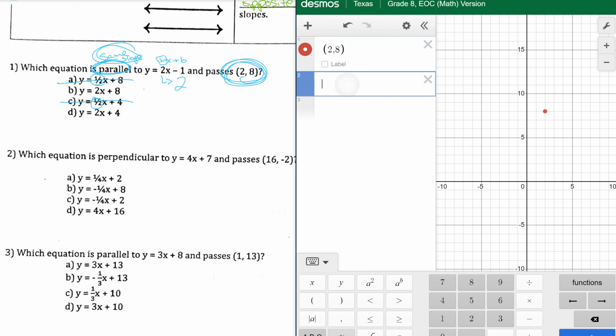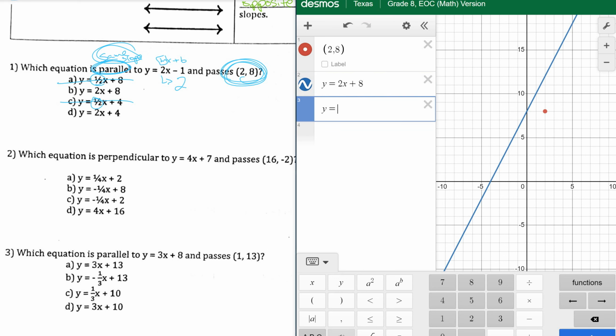Not on your table, on Desmos, I mean to say. There's the point. And then I graph those 2 and see which one it's going to be. Y equals 2x plus 8. Does that line go through the point? No. So now I do the other point. Y equals 2x plus 4. That goes through the point. We're happy with that one.